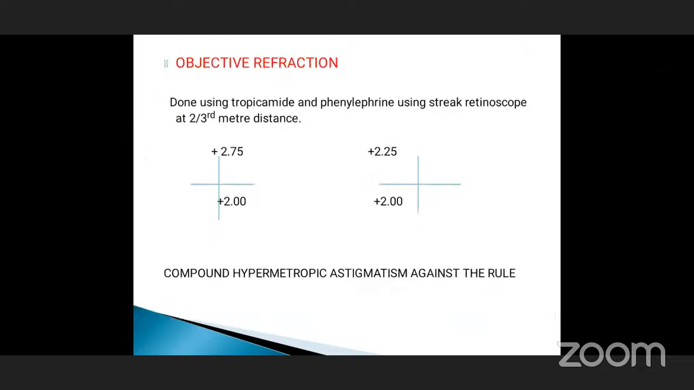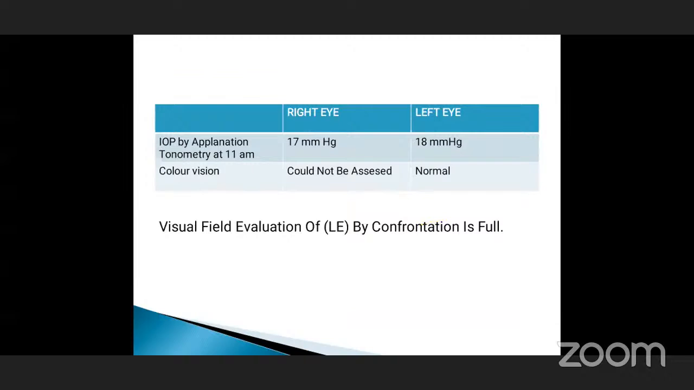Coming to objective refraction, done using a tropicamide and fingerprint using streak retinoscope at 2/3 meter distance, suggestive of a compound hypermetropic astigmatism against the rule. The intraocular pressure measured by applanation tonometer at 11 a.m. Right eye is 70 mm of mercury, left eye is 80 mm of mercury. Color vision could not be assessed in right eye due to poor vision. Left eye is normal, and visual field evaluation of left eye by confrontation is full.